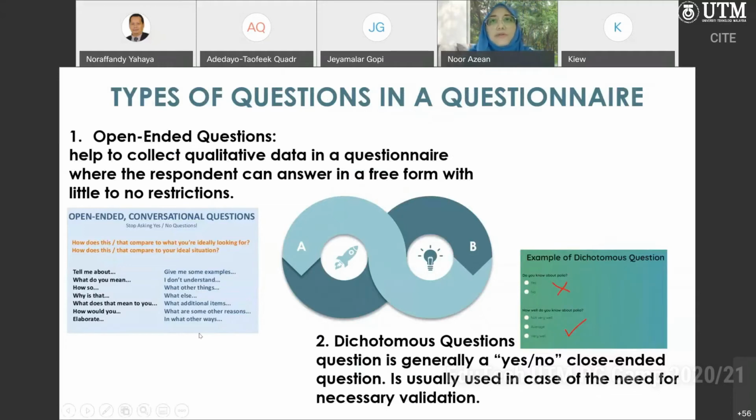Okay, so now I would like to share about types of question in the questionnaire. All right, types of question in the questionnaire. Actually, you can use multiple question types in a questionnaire. Using various question types can help increase responses to your research questionnaires, as they tend to keep participants more engaged.